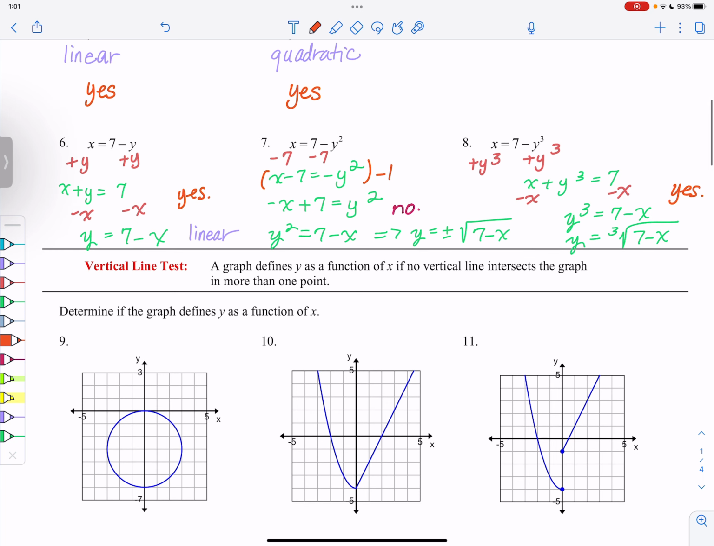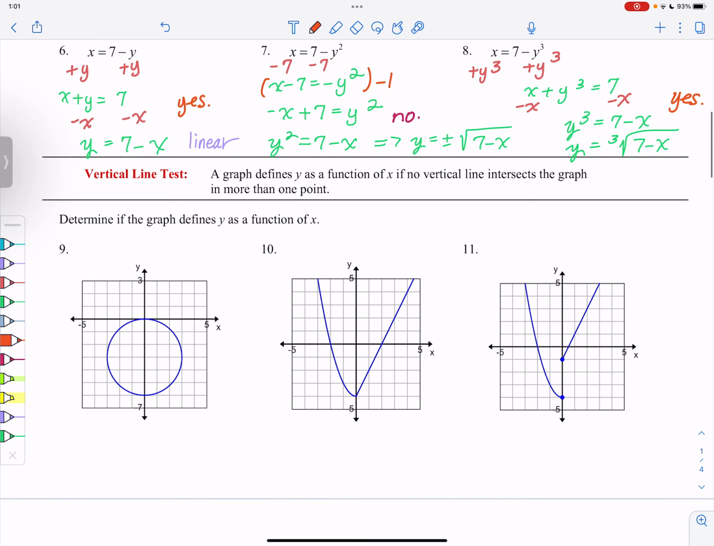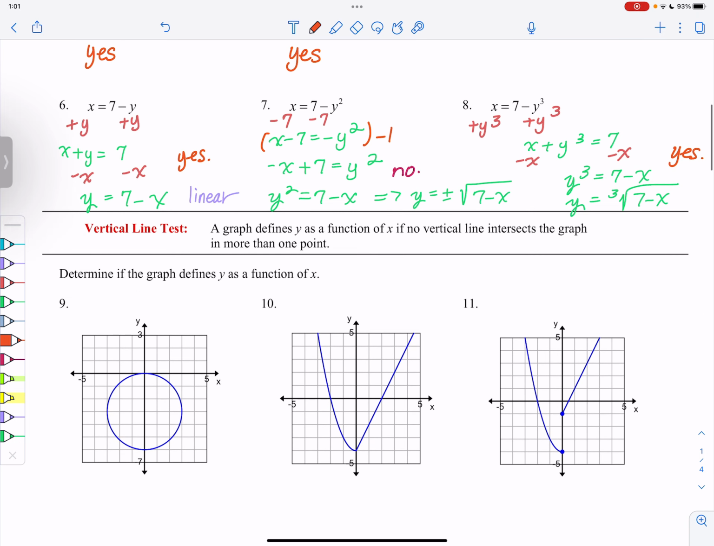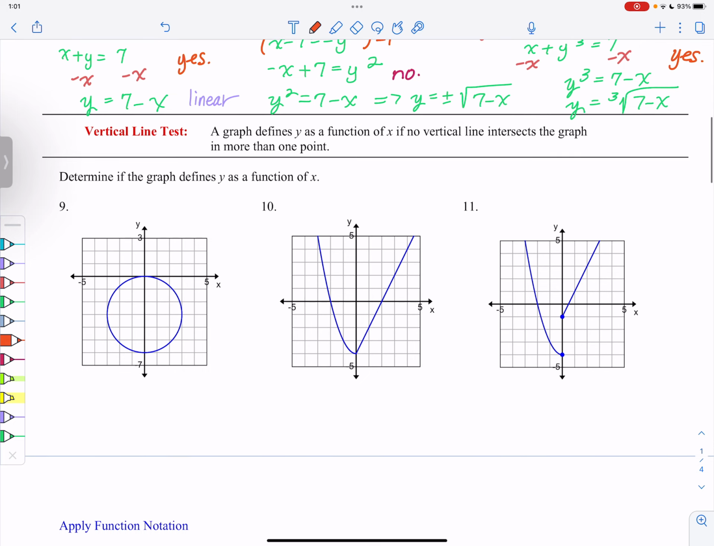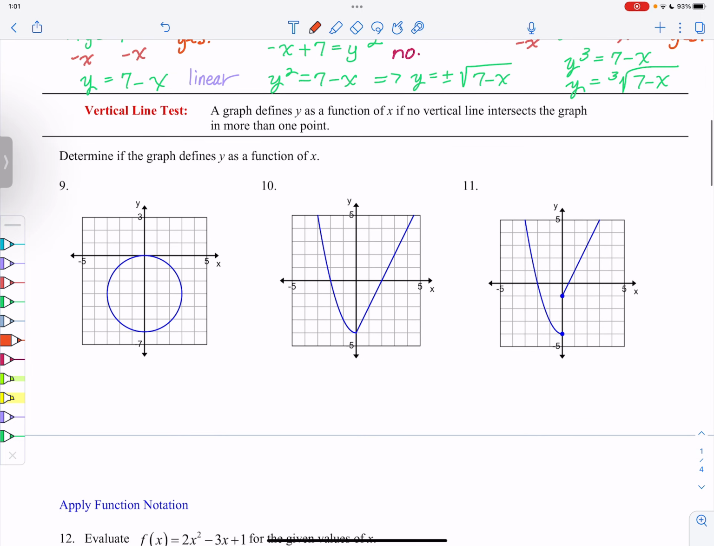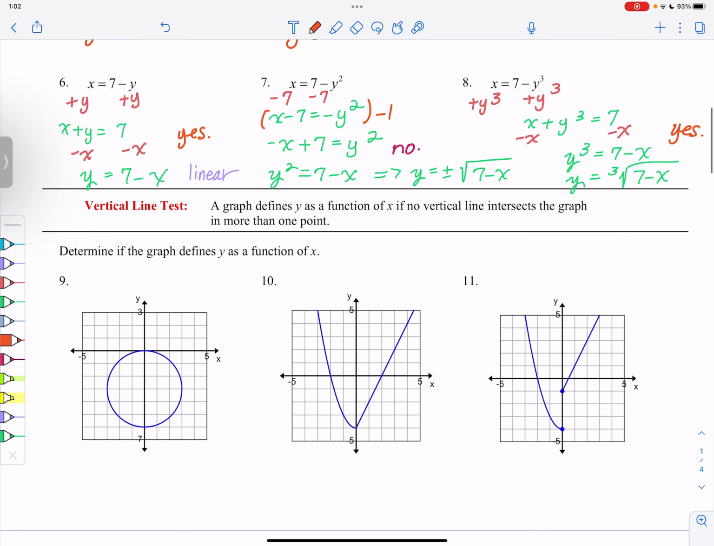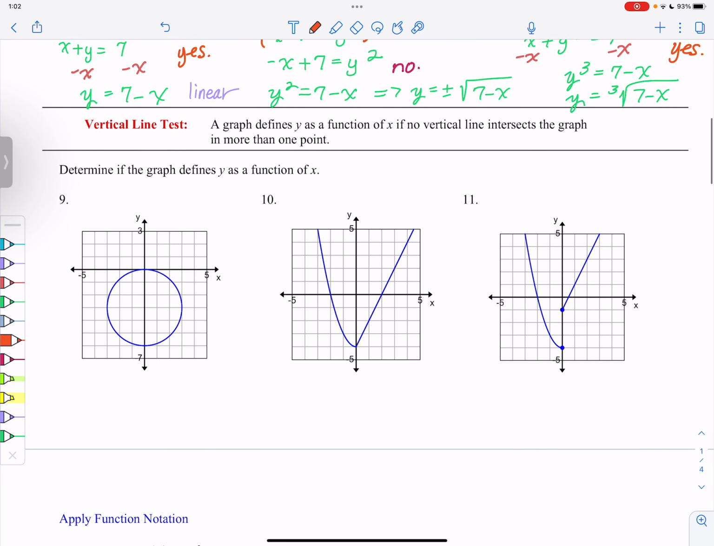Now some of these you might be thinking, well, that's going to be difficult. So let's now find a way that if we graph some of these relations, we might be able to see if we can tell if it's a function or not. So we will use something called the vertical line test. And there's a very important word in this test.